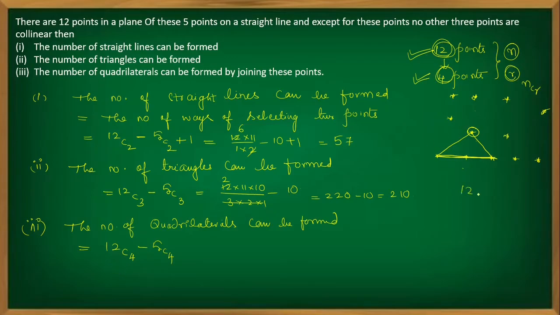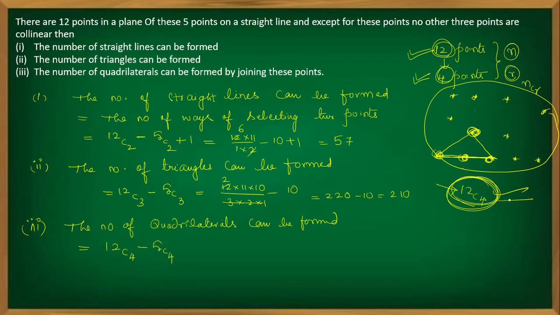What is the meaning of 12C4? It is the selection of any 4 points out of these 12 points. This is the first point, the second point, the third point, the fourth point. So this collection of 4 points is also counted in 12C4, but it is not a quadrilateral. So this type of selection we have to remove from our counting.